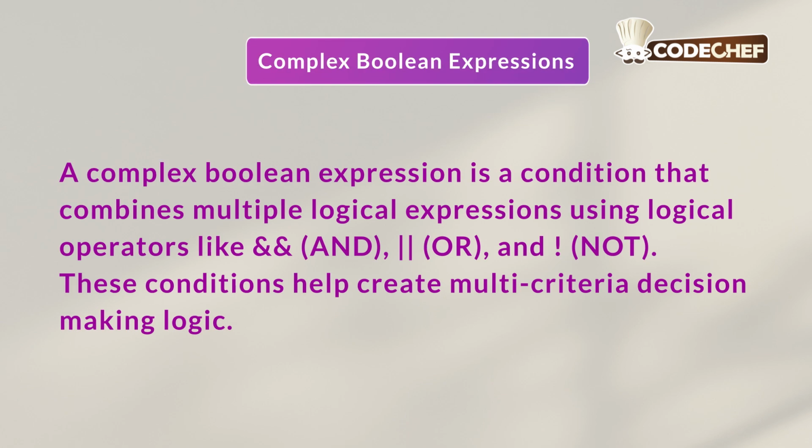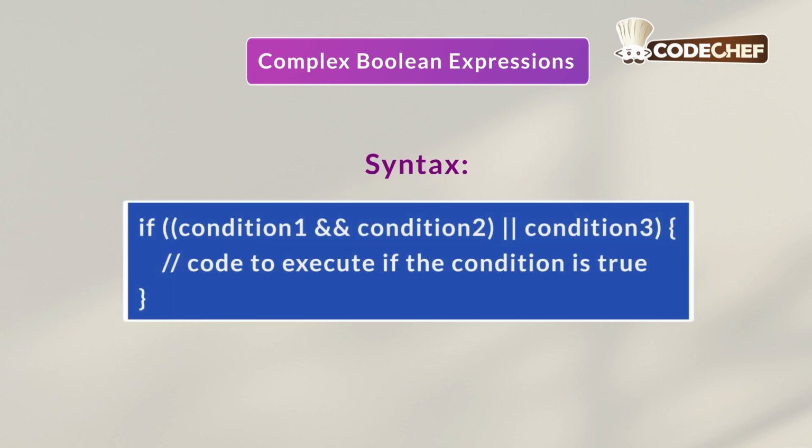A complex Boolean expression is a condition that combines multiple logical expressions using logical operators like and, or, and not. These conditions help create multi-criteria decision-making logic. Its syntax is: if, and inside the if we have another set of brackets, (condition 1 and operator condition 2) bracket close, or condition 3, and bracket close.